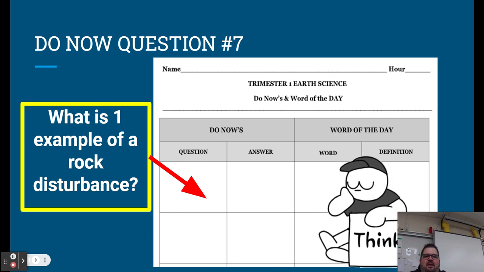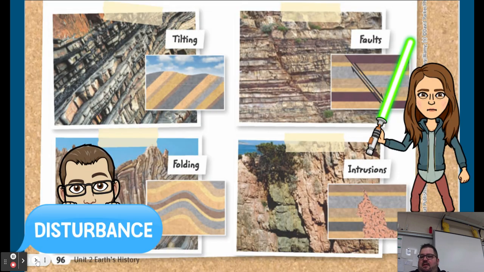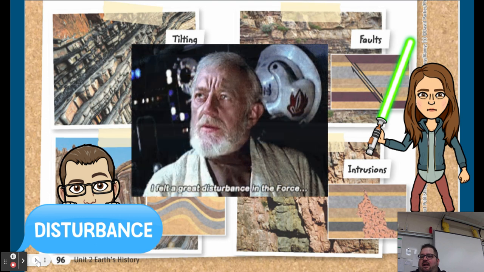We started yesterday with talking about disturbances. So, what is an example of a disturbance that we had talked about yesterday? There was tilting, folding, faulting, intrusions, and unconformities is the other one that was not mentioned here. These are all examples of disturbances that can disrupt that perfect rock layer. Remember the idea that the younger layers lie on top of older layers as long as the layers have not been disturbed. So here are all natural earth processes that can disrupt those rock layers.